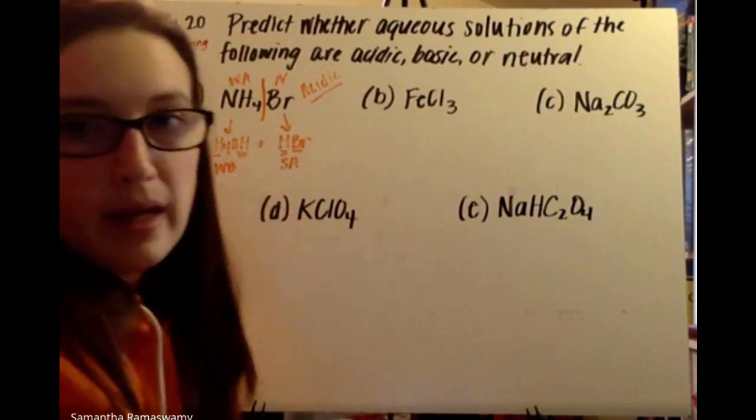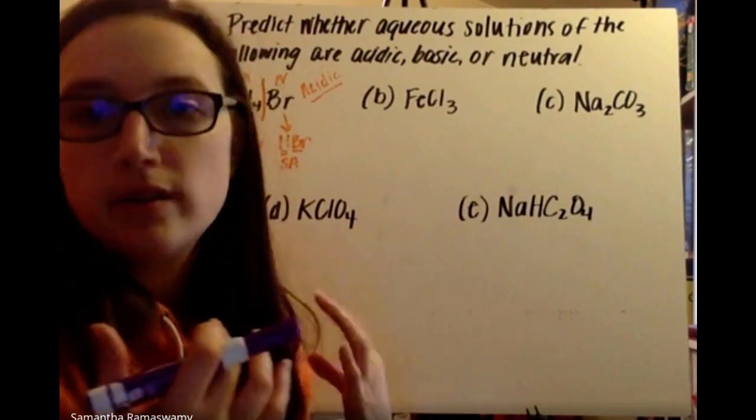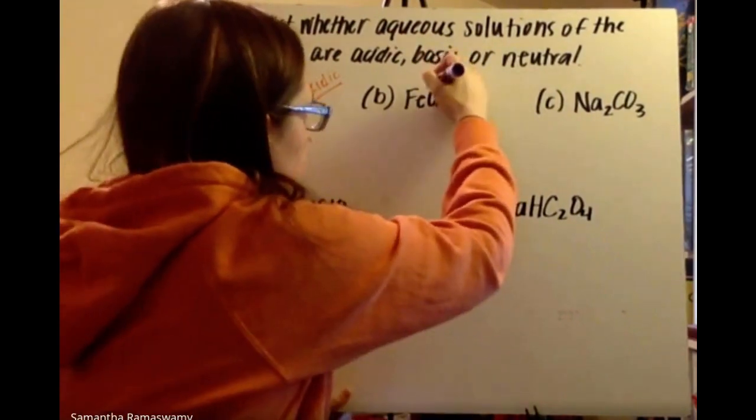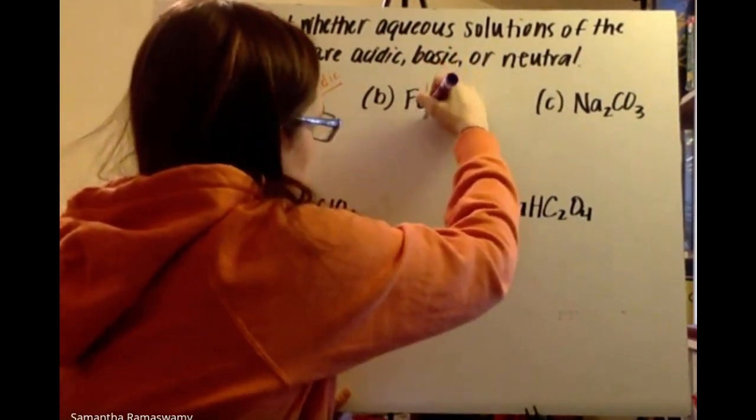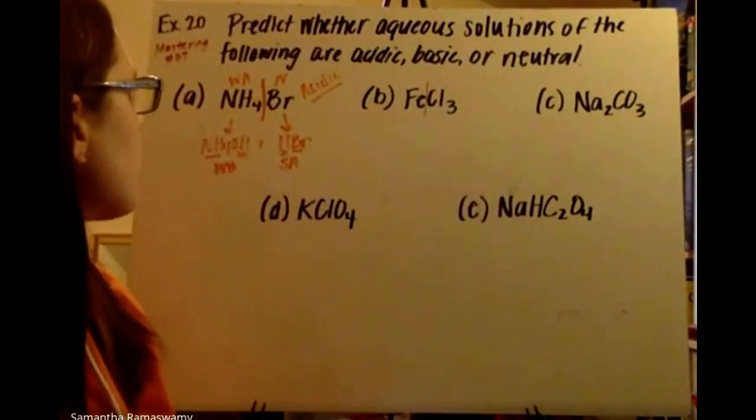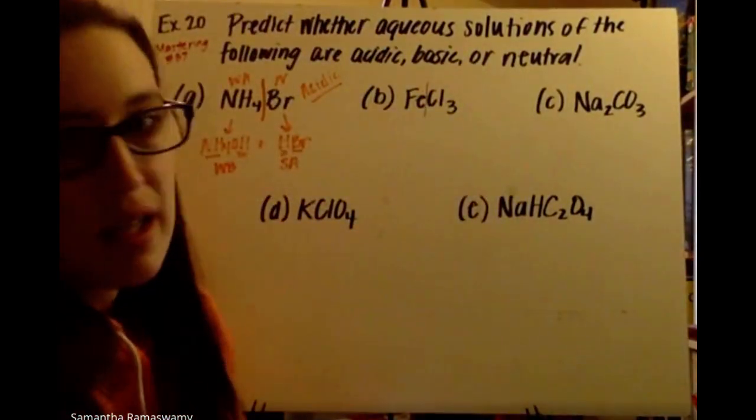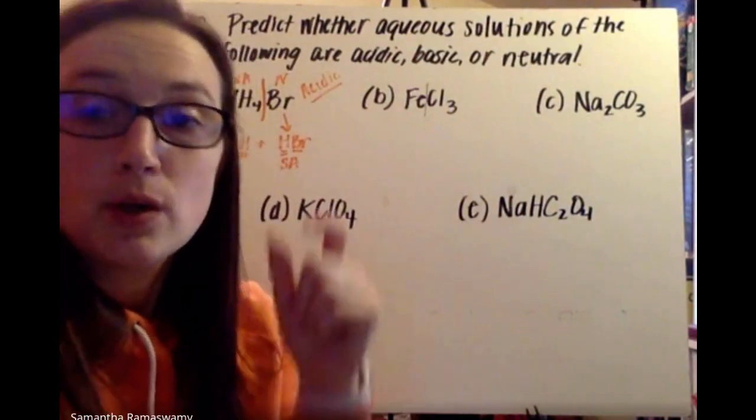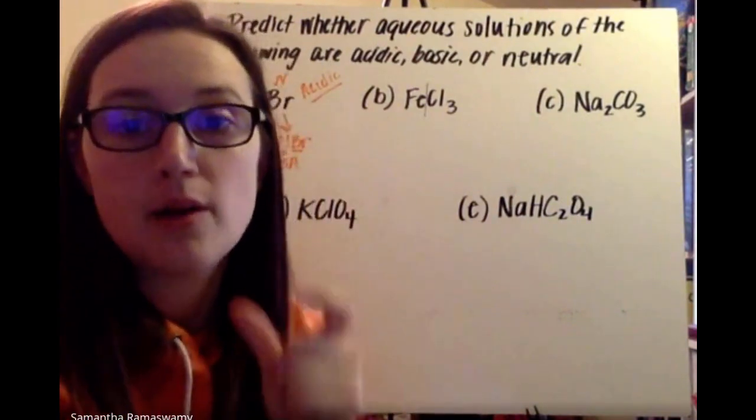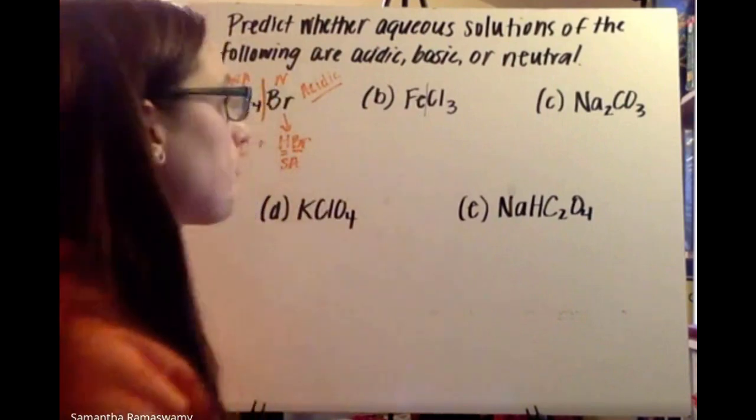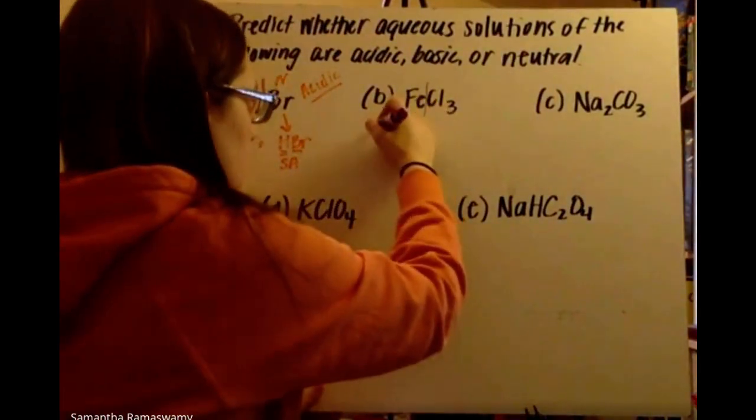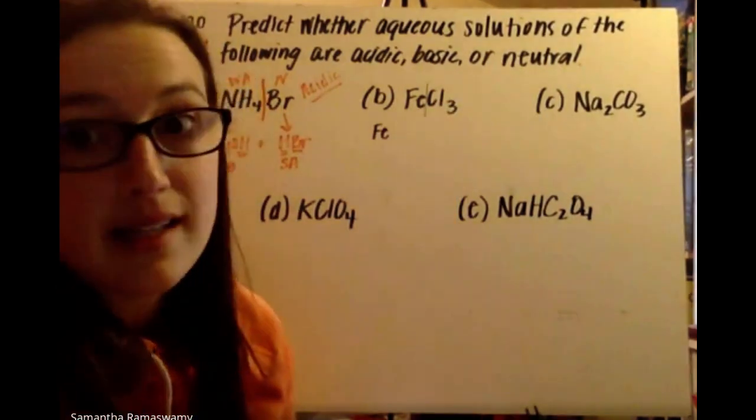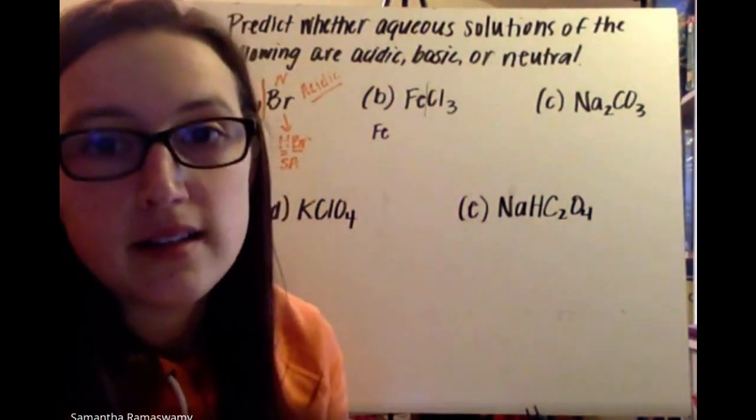Let's look at part B, right? So let's just keep going through, let's talk through it, and let's practice. So part B, we have FeCl3. I'm going to split it in half, and I'm going to focus on where each part comes from. So the cation always comes from a base. So Fe will come from a base. Add OH to the end.